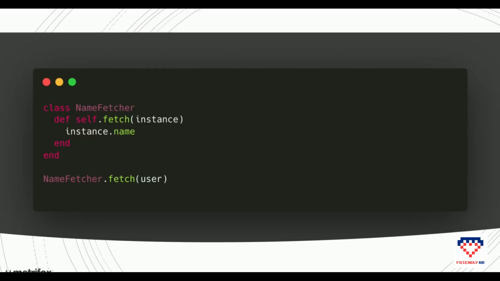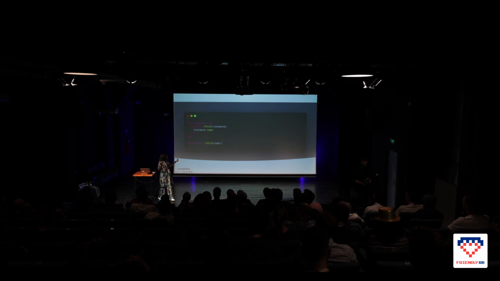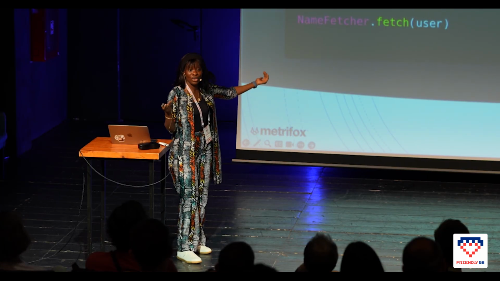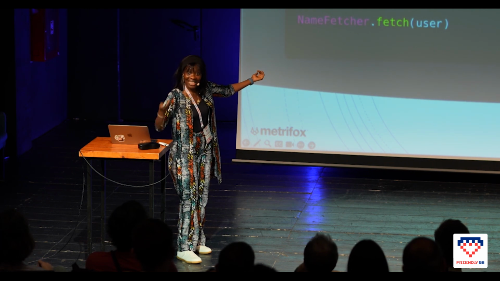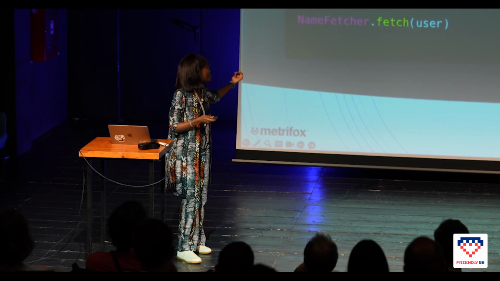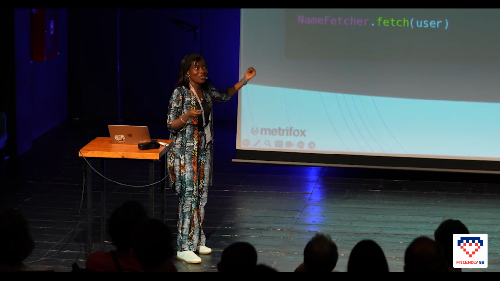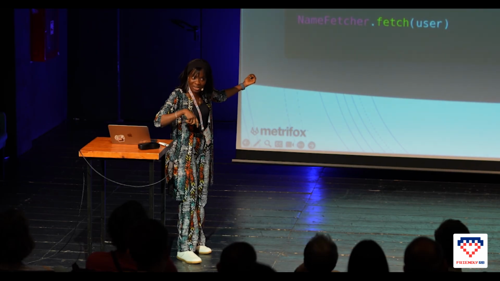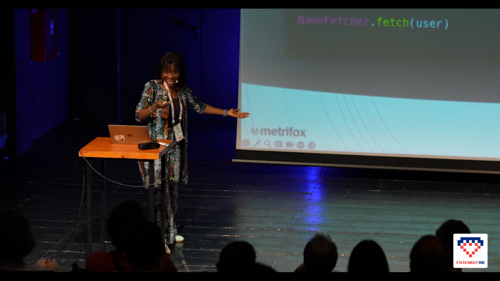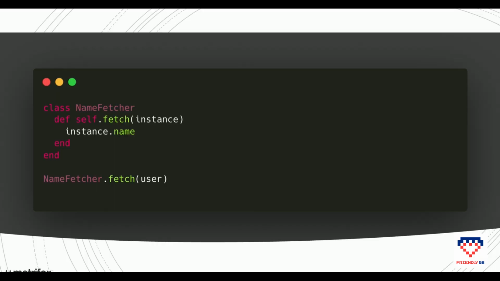We have a name fetcher class, and we say name fetcher.fetch user. It sounds cool, right? So you do name fetcher.fetch product, and it returns what? If I do name fetcher.fetch product, what does it return? Product.name, right? Yes or no? Okay, if I do name fetcher.fetch invoice, what will it return? Invoice? It's right there, right?